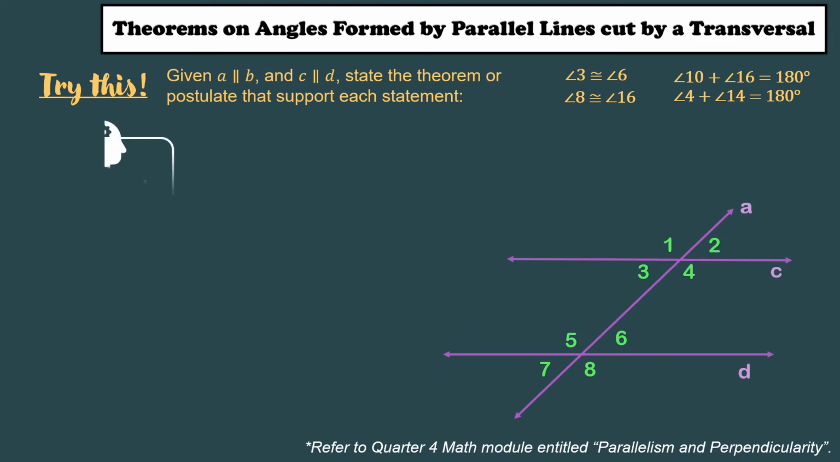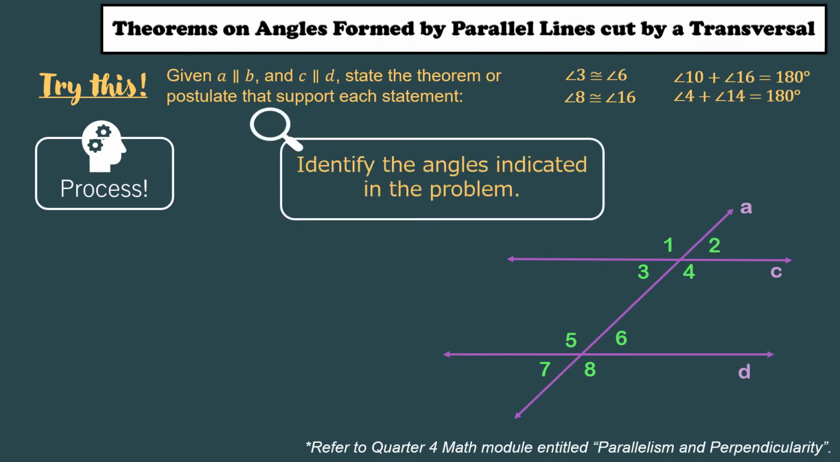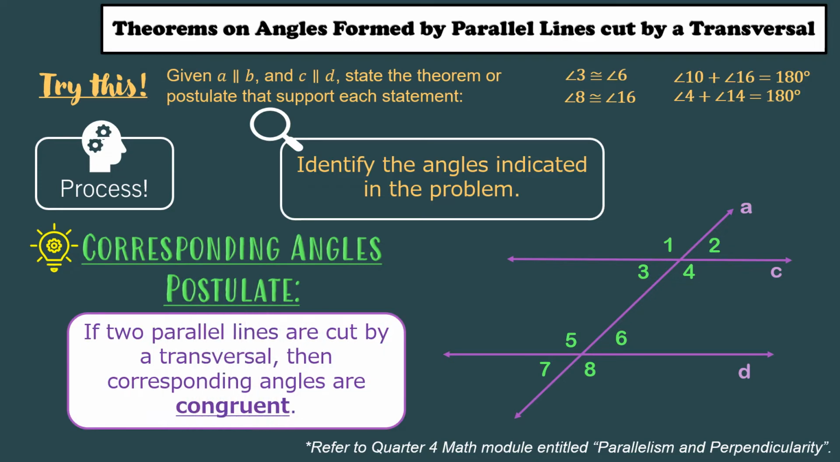Let us process what we know. In choosing which postulate or theorem to use in supporting statements that are made regarding angles created by parallel lines cut by a transversal, it is important that we identify and classify correctly the angles given in the problem. If the angles given are corresponding angles, we can use the corresponding angles postulate to prove that these corresponding angles are congruent.